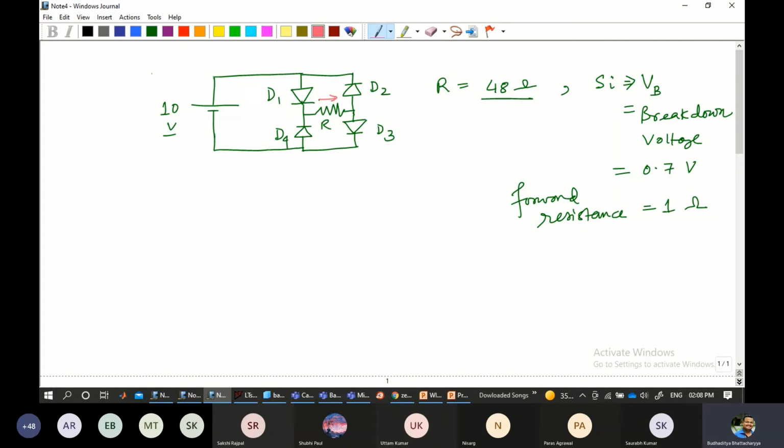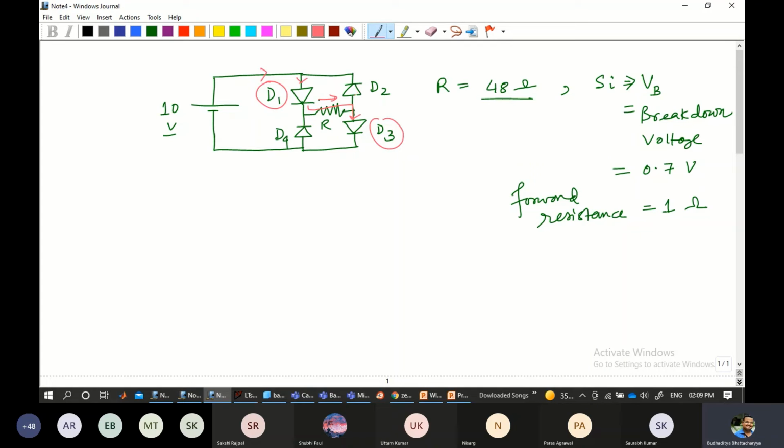So you can observe very carefully that whenever the supply voltage is 10 volt, D1 and D3 are ideally in forward bias condition. You can observe that this is positive, so the current passes like this. This is the path it is following. D2 and D4, you can see, are ideally in reverse bias condition, based on the supply.